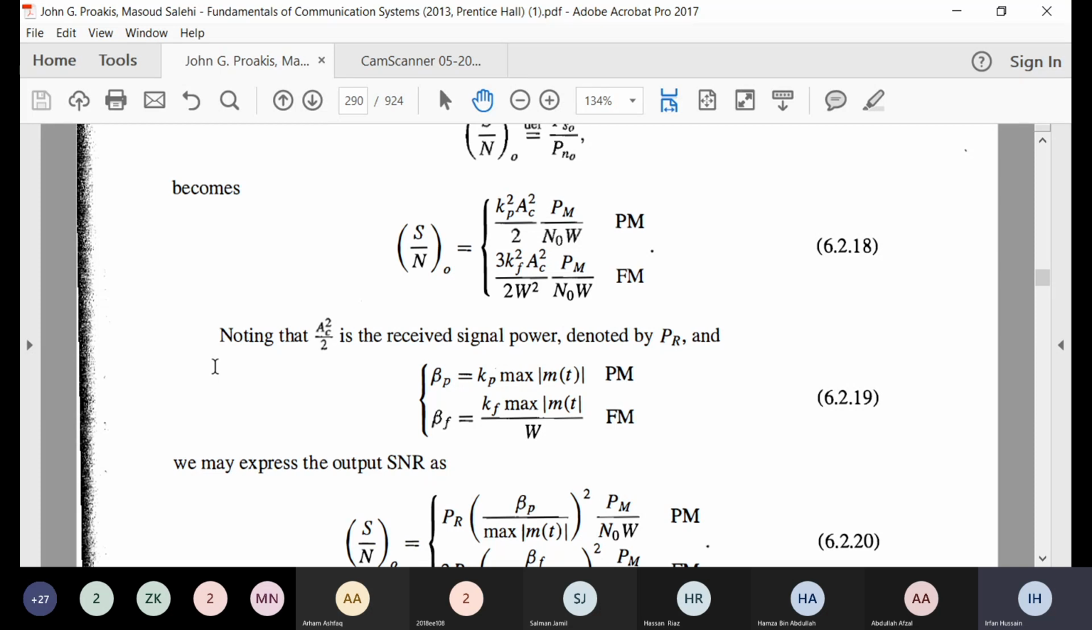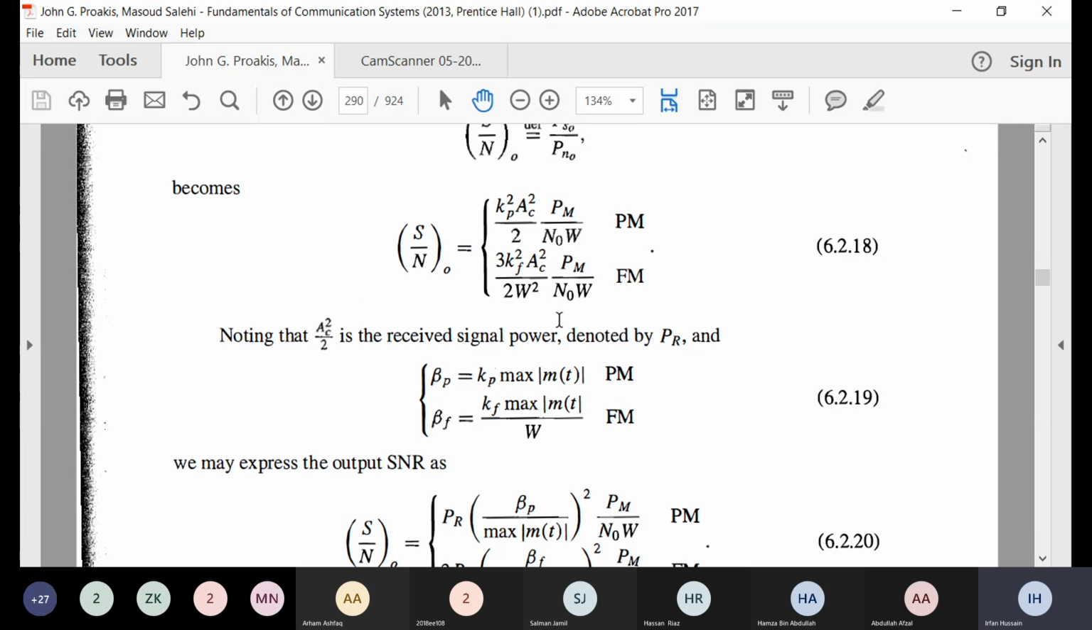So yes, the receiving power is AC square over 2 for FM and PM, because what is FM and PM? It is just AC cos of the phase. All right, the power of cos gives you just a half. AC cos, its power will give you just a half, and the rest of it will be AC square. So AC square over 2 is the overall signal power, or the received signal power. So I can say this AC square over 2 is PR.